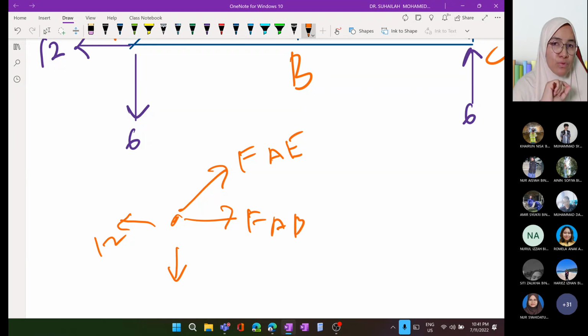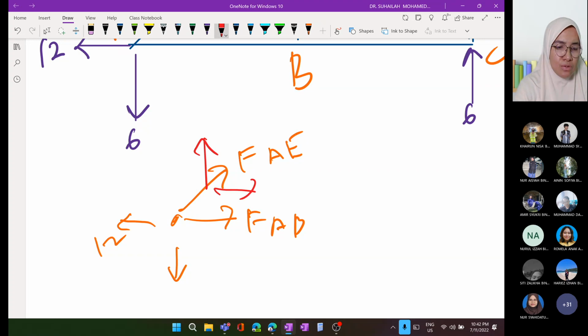Yang mana you have to show one by one join. Ini yang saya kata tadi, tak perlu pun buat satu-satu macam ni, because it will take much time, more time to solve. Okay. Tapi this is the basic. And FAE ni kita kena resolve pula in X and Y.